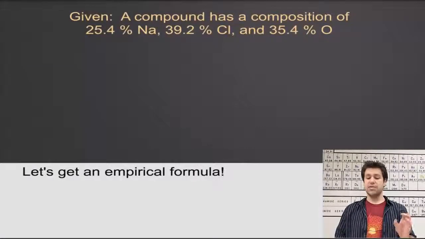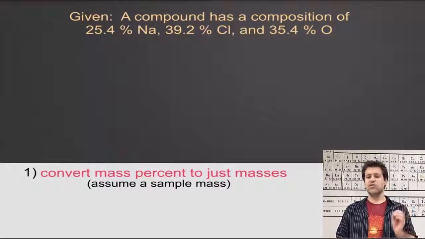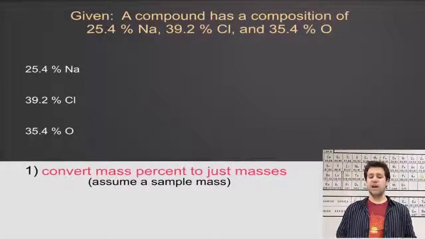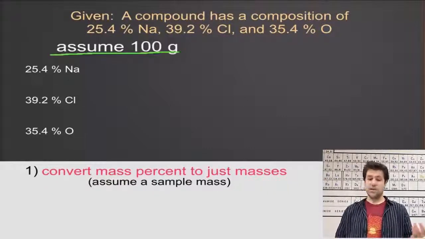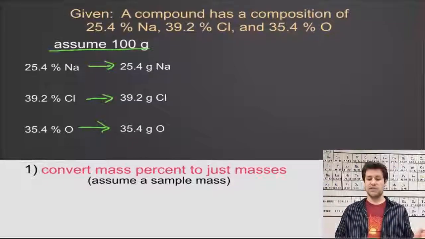So for our example, the first thing you need to do when you are given a bunch of mass percentages to find an empirical formula or even a molecular formula is you assume a sample mass. You can assume any sample mass that you would like. It's just easier to assume 100 grams because then your percentages convert directly into grams. So instead of 25.4% of sodium, you have 25.4 grams of sodium. This works because these are mass percentages.